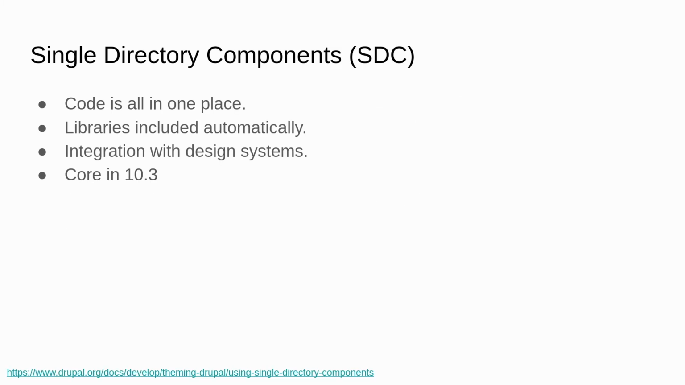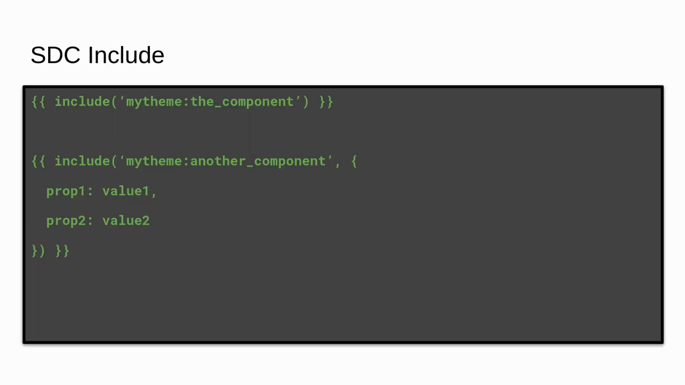Back to SDC. SDC is nice because all the code is in one place, it's encapsulated, libraries are included, you do integration with the design systems. I highly recommend reading the docs because it explains the concepts and how to use it with more examples than what I have here. But to recap briefly, there's a quick way to include a component entirely. Using this syntax, you can include it by passing properties.